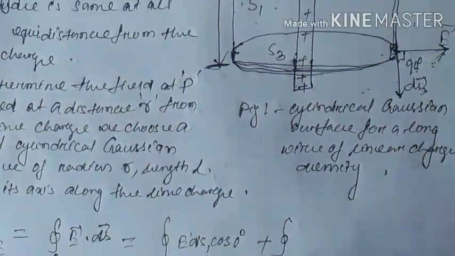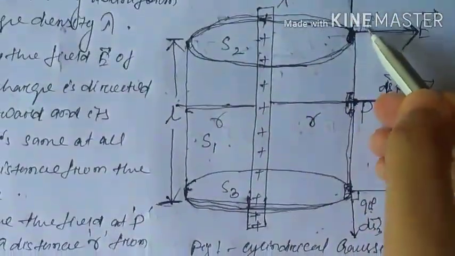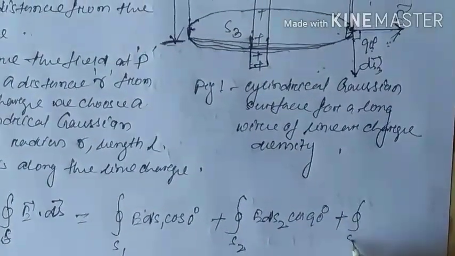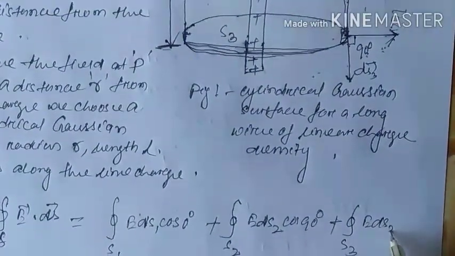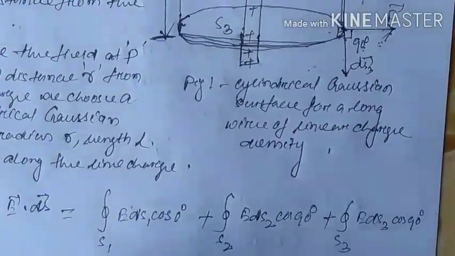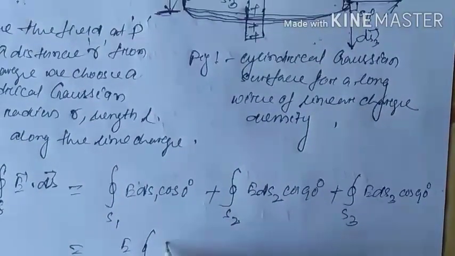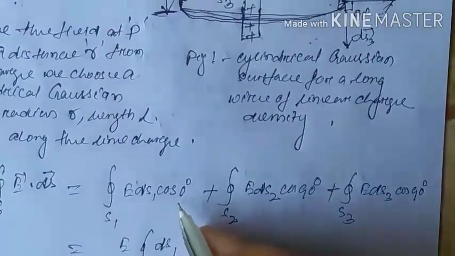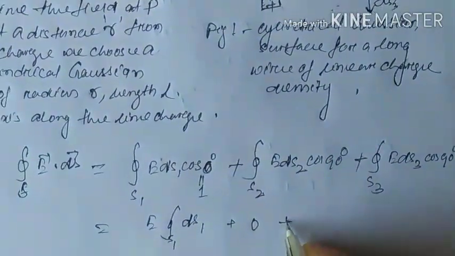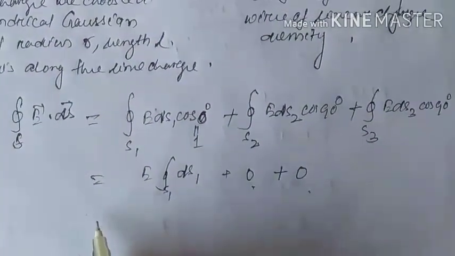Plus for surface 2 angle is 90 degree. For surface 3 the angle is same, 90 degree. It's cos 90, 0, so we remain only with this surface, because cos 0 is equal to 1 and the other two cancel out because they give 0 value.